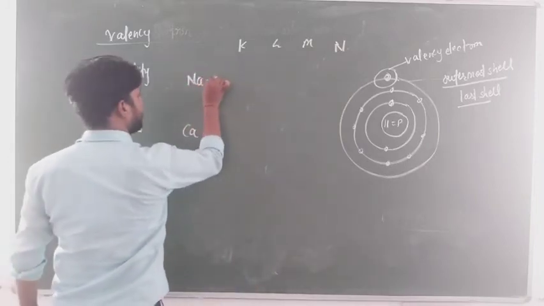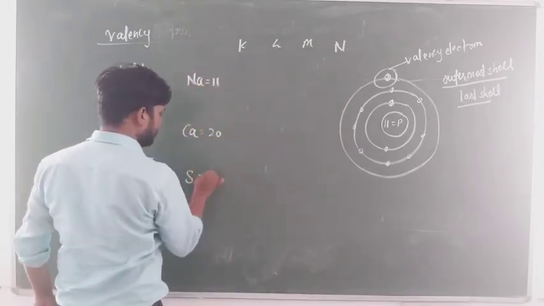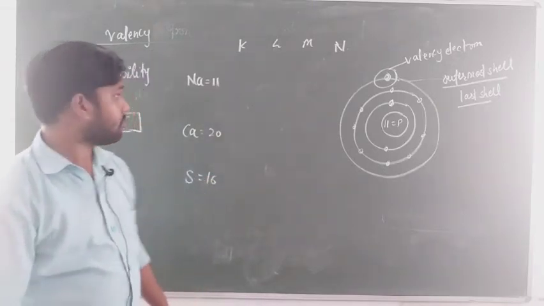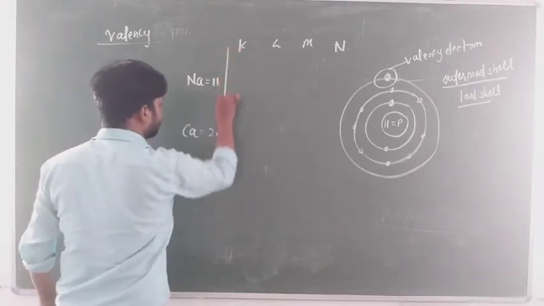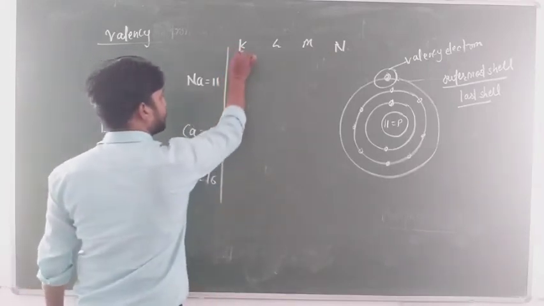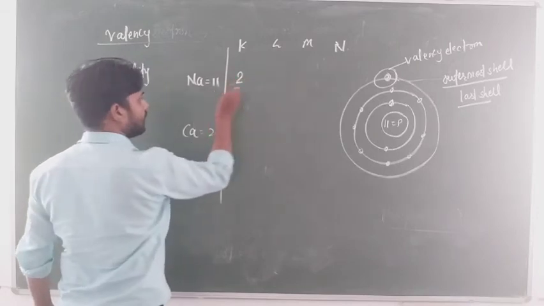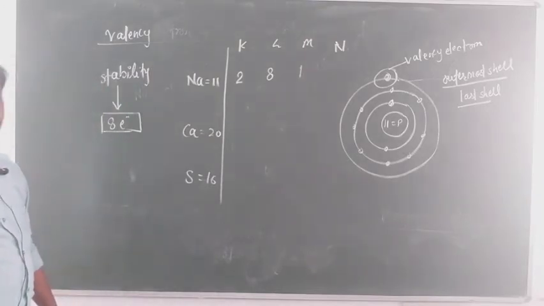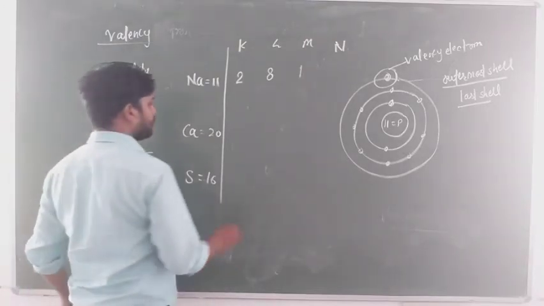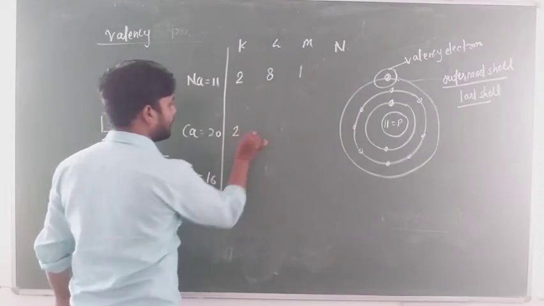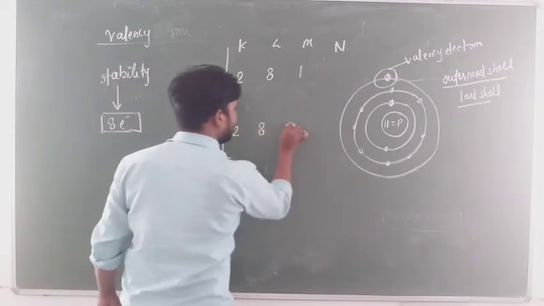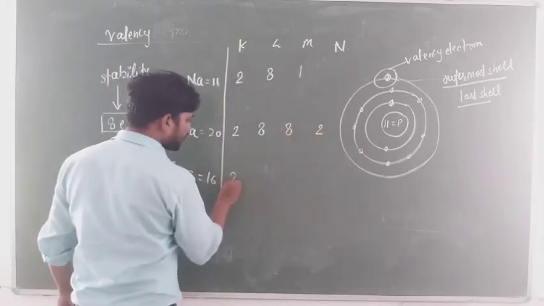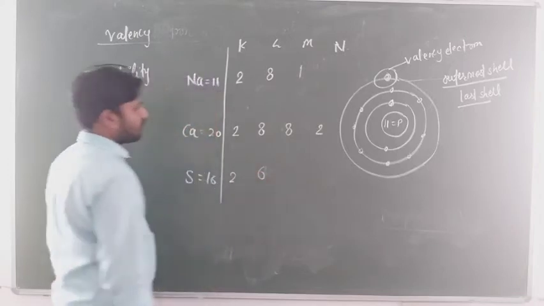Atomic number of sodium is 11, calcium 20, sulfur 16. Okay, students, now distribute their electrons. First, the K shell accommodates 2 electrons, then 8 electrons, then 1 electron. Second, calcium: 2 electrons, 8 electrons, 8 electrons and 2 electrons. Sulfur: 2 electrons, 8 electrons and 6 electrons.